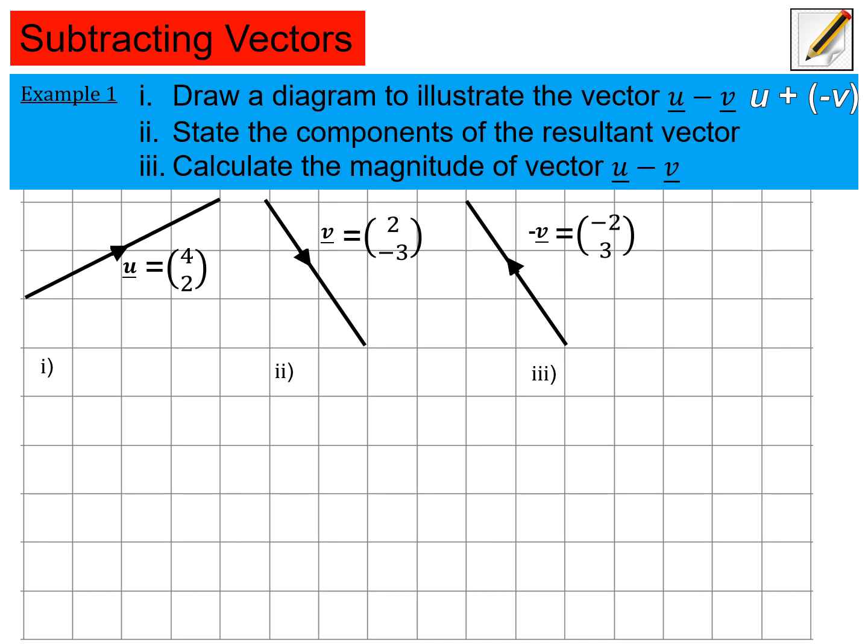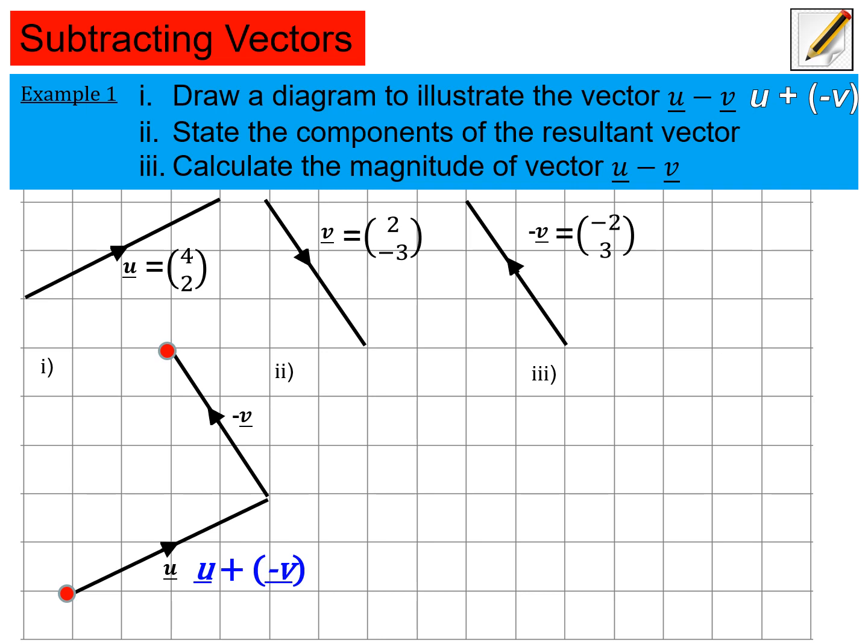Now we can start to think about drawing our diagram. So we choose our start point, and from that point we're going to draw vector u. So 4 across and 2 up, and draw in vector u. From the end of vector u, remember this time we're adding on negative v because we're subtracting. Okay, so we go negative 2, 2 to the left and 3 up, and draw our vector negative v.